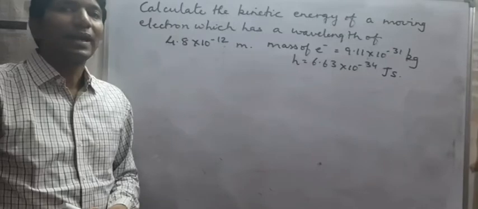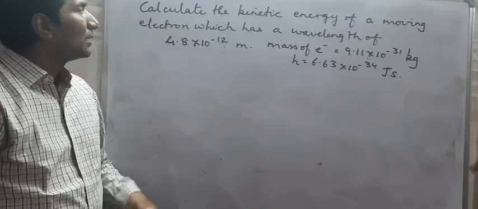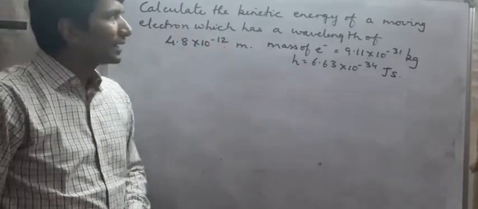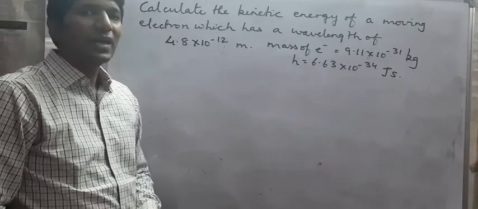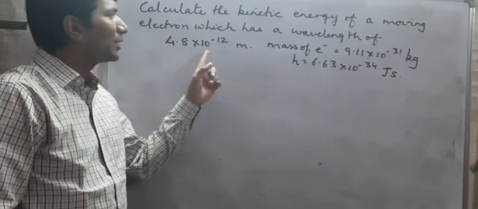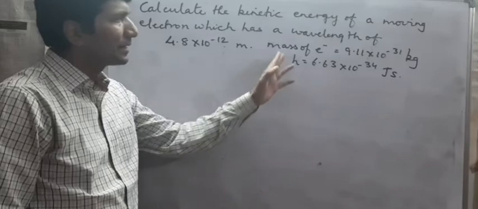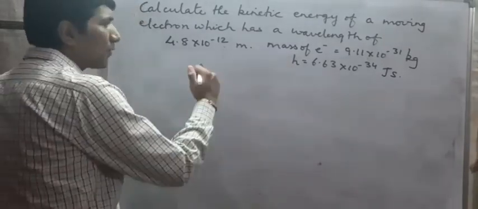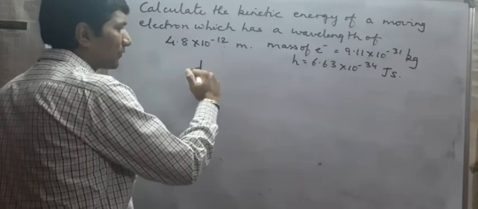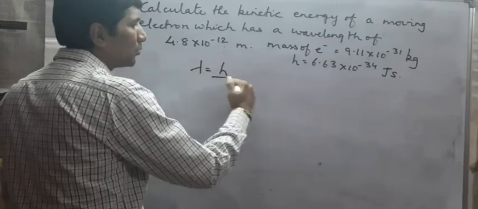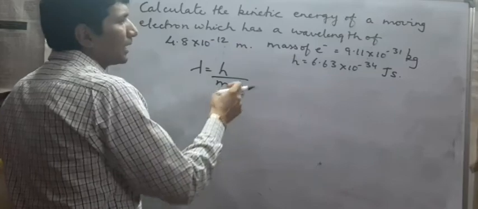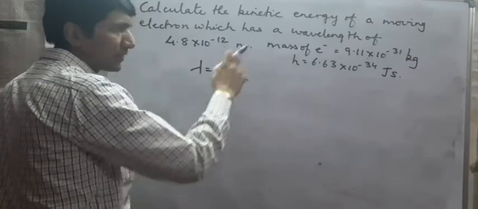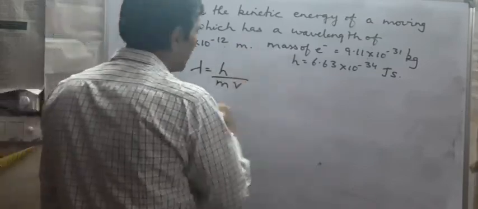Now let's look at the second variety of the numerical. It says calculate the kinetic energy of a moving electron which has a wavelength of 4.8 into 10 raised to power minus 12 meters, and the mass of the electron and the value of Planck's constant is given. So first of all, what we can derive out of this: lambda is equal to h upon mv. Now velocity is not given, rest of the things are given. So we will solve for velocity.